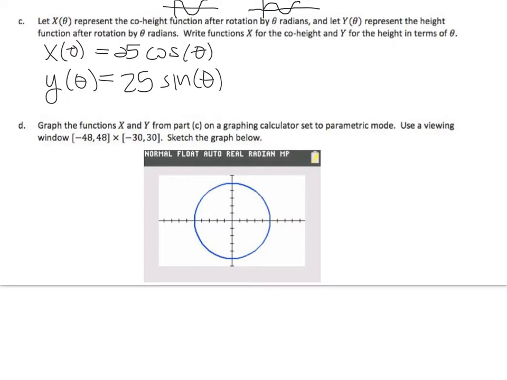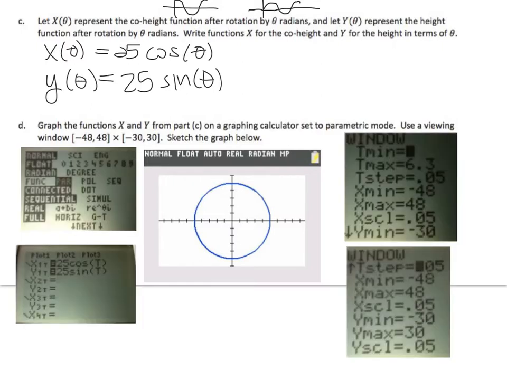Graph the functions x and y from part C on a graphing calculator set to parametric mode. Use a viewing window and sketch the graph below. This took me a while to figure out. Hold on, I'm going to take a picture of my calculator. I would recommend you trying this on your own, just to see the circle form. It's sort of neat when you set your T-min. That T-min should be 0. Sorry, 0 to about 6.3 is one entire circle because we're in radians.